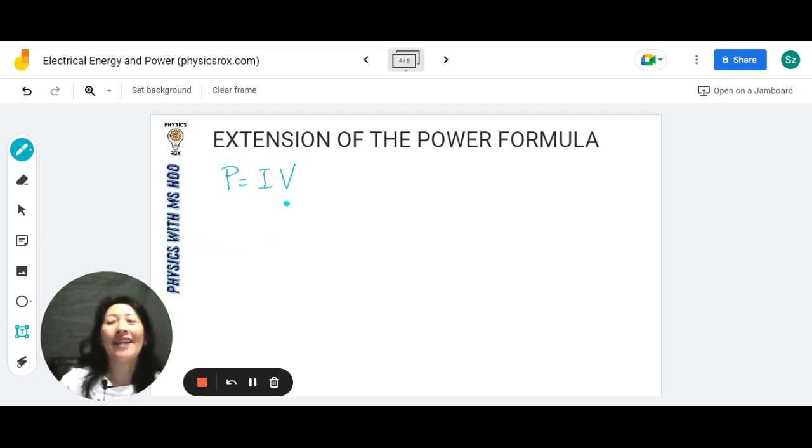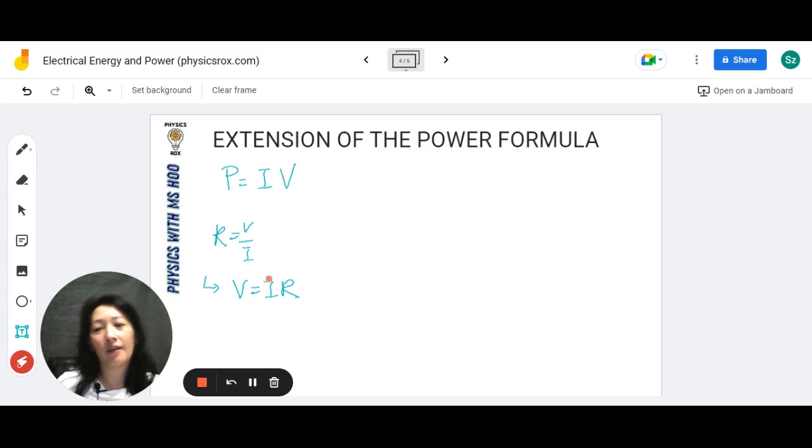Okay, now there's another formula which we can use to extend the power formula, which if you recall, is taken from the Ohm's law concept. R equals V over I, which we will rewrite in the form of V equals IR. Why? Because this is an easier form to remember compared to this form. So that's why we tend to call it the VIR formula.